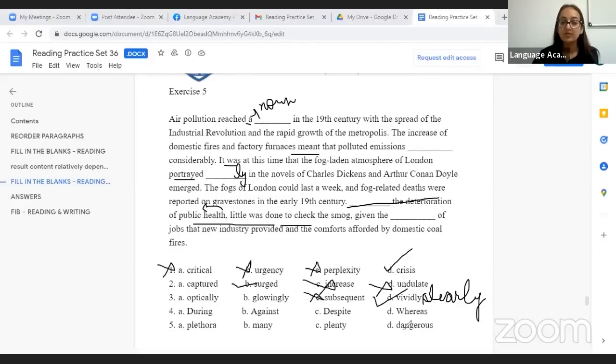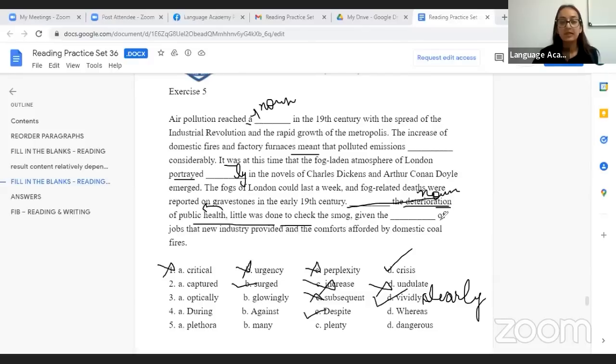What we have in the options is "despite", so we'll go with that. Also, if we check the grammatical rule for despite, despite comes when we have a noun written after the blank, and deterioration is a noun because it ends with "tion". Despite the deterioration, nothing was done.